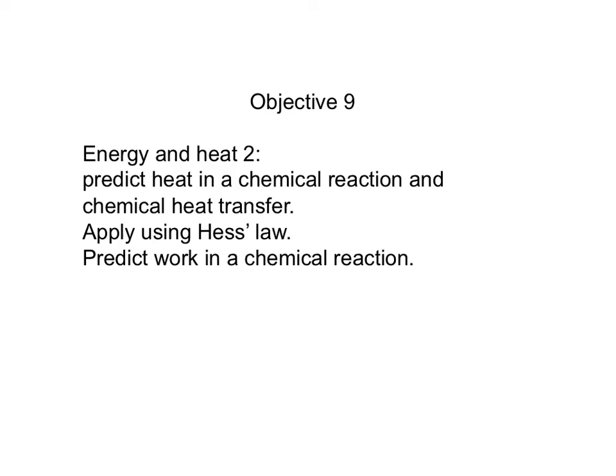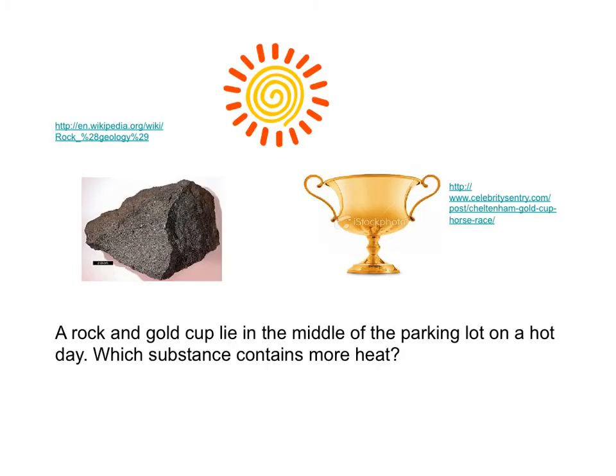In the last video, we saw how heat is transferred between a hot object and cold object. In this video, we'll see how heat is involved in chemical reactions and how heat can be used to heat up or cool down things. On a hot day, a rock and gold cup lie in the middle of a parking lot.